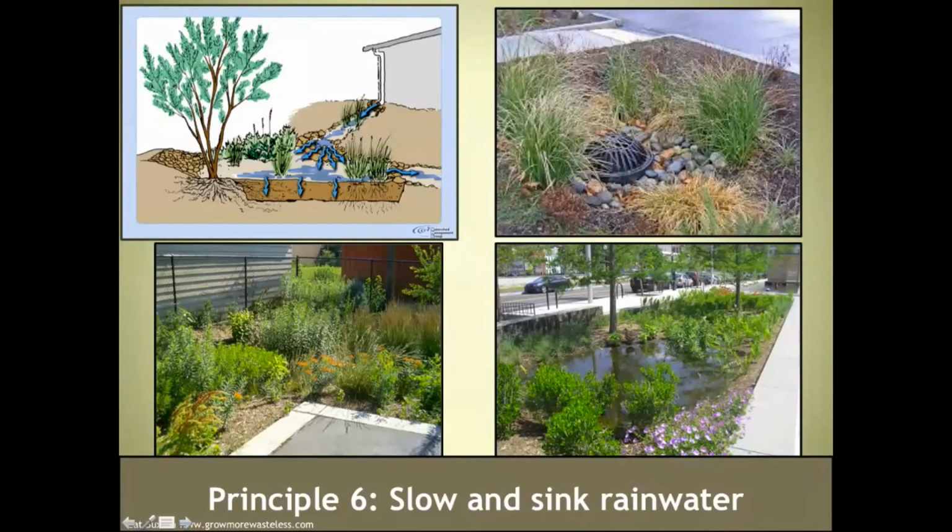The sixth principle, slow and sink the water. Catch it, slow it, where it falls, infiltrate it in place, retain it in place. We have a habit as a species of taking rainwater and rushing it out to the ocean as quickly as we can, as if it's a problem and not a gift to be held in the soil sponge. We can learn how to redo that.